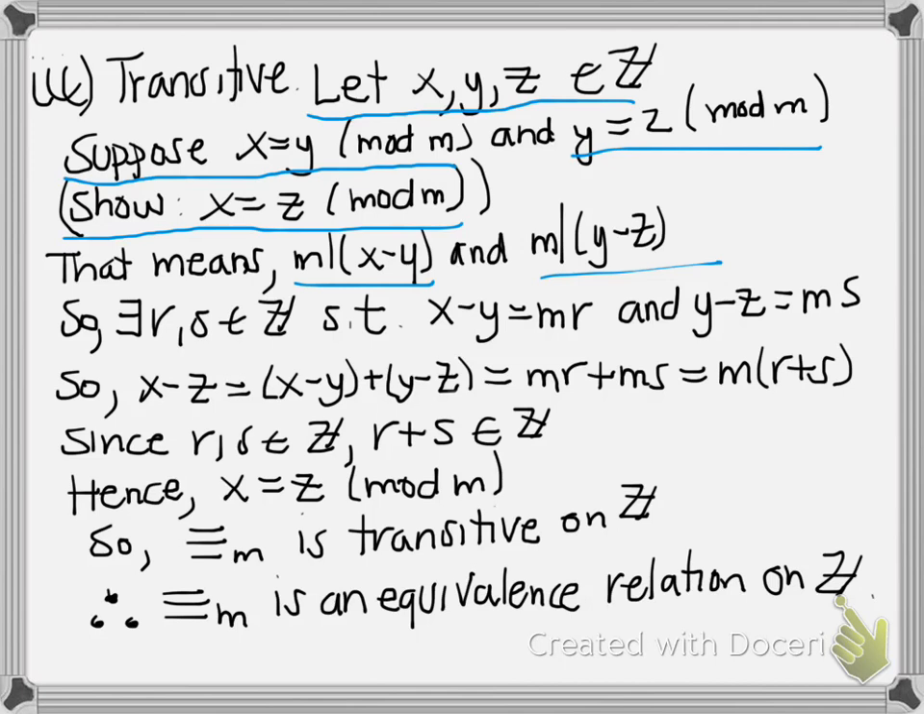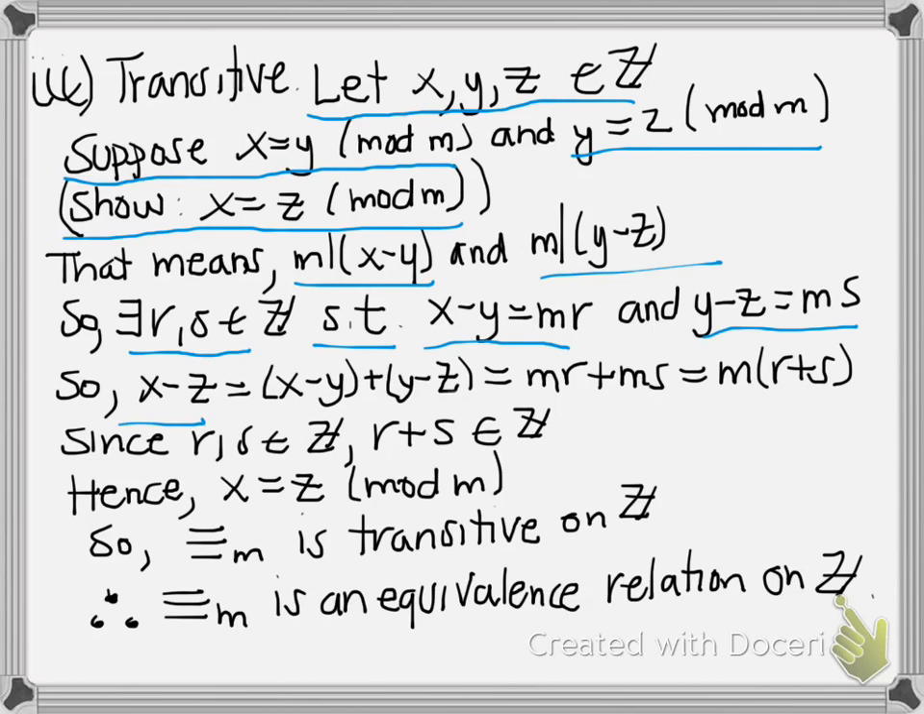And I'm using more shorthand notation, so feel free to use this as well, because we're getting more sophisticated with our proofs now. So that means there exist r and s belonging to the integers such that x minus y equals m times r and y minus z equals m times s. Okay, so we're trying to show x is congruent to z mod m, so we're trying to show that m divides x minus z.